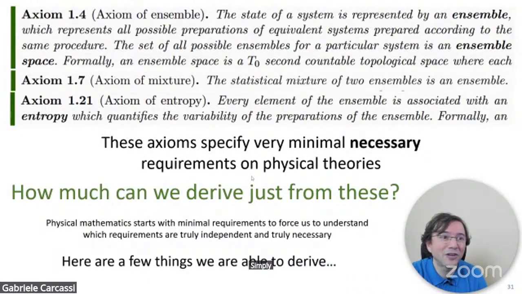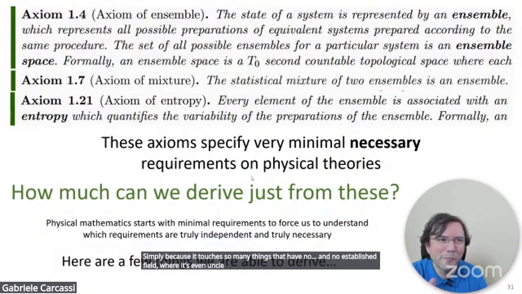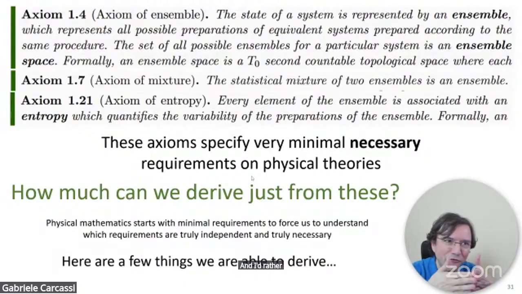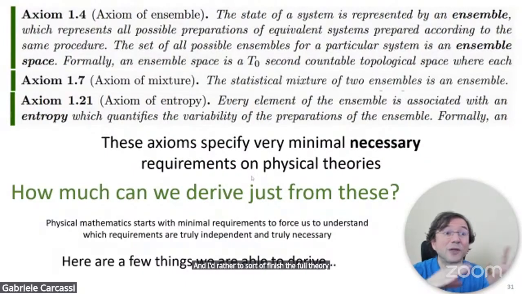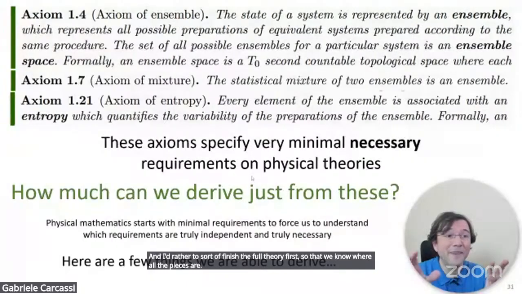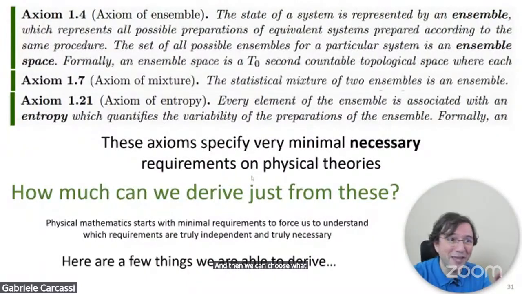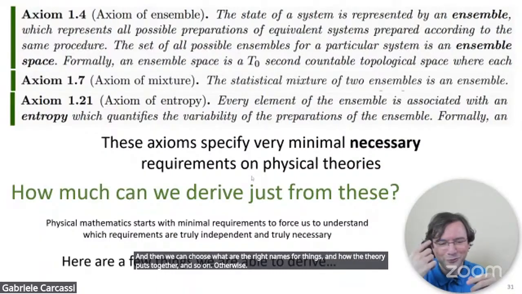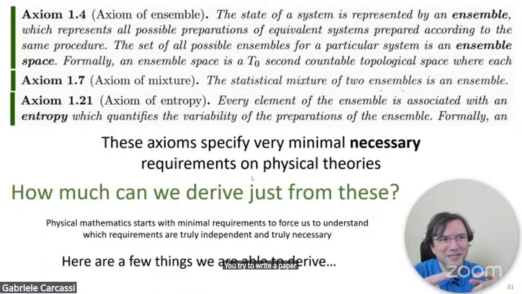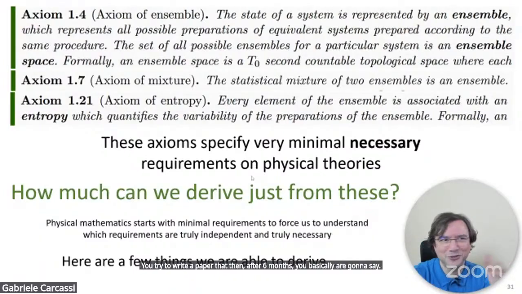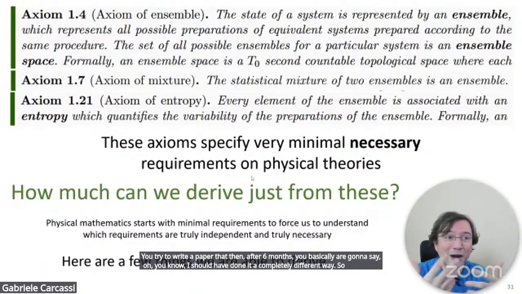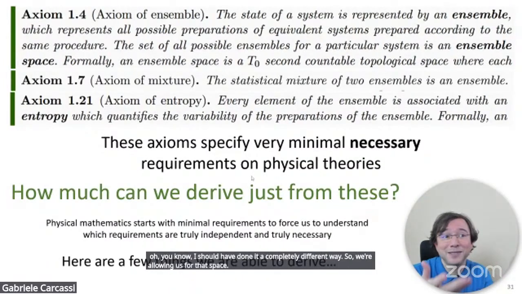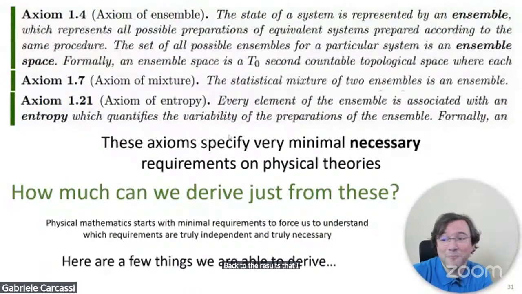Simply because it touches so many things that have no established field that it's even unclear to me where we would publish. And I'd rather finish the full theory first so that we know where all the pieces are. Then we can choose what the right names for things are and how the theory fits together, and so on. Otherwise, you would try to write a paper, and after 6 months you would say, oh, I should have done it in a completely different way. So we're allowing ourselves that space, but the results that I'm presenting here are basically results that are solved.